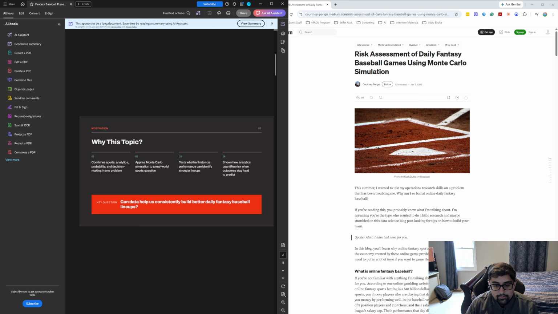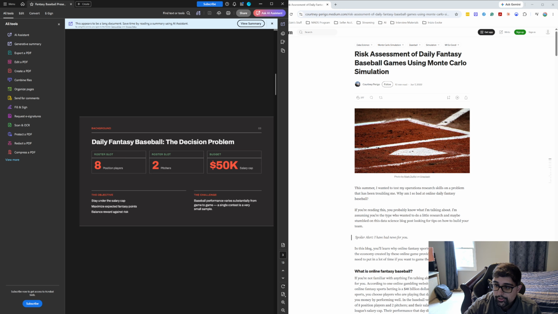So basically, the key question that this paper helps answer is, can data help us consistently build better daily fantasy baseball lineups? And I think the key word that I learned from this paper is consistency, right? Picking a lineup that performs well once doesn't necessarily tell us much in terms of overall player performance in the long run. What we really care about is whether the process in itself gives us some sort of repeatable advantage, right? And that's where Courtney discusses how the Monte Carlo simulation comes into the picture.